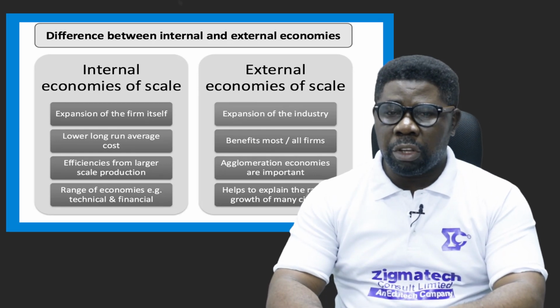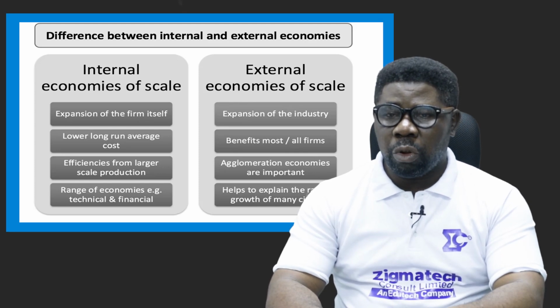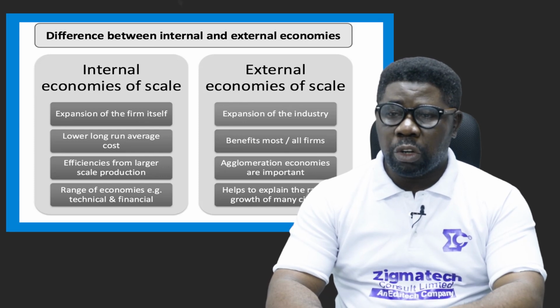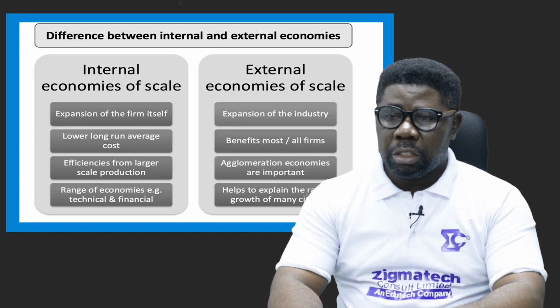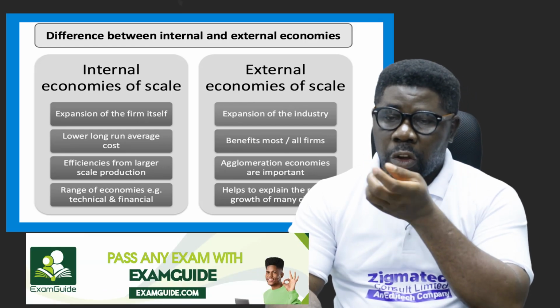Now, for internal economies of scale, expansion of the firm itself is not very fast, okay? But if it's external economies of scale, it might expand because industries can influence your expansion to be very, very fast, okay? Now, lower long-term average cost. Long-term average cost will drop more within the company itself.